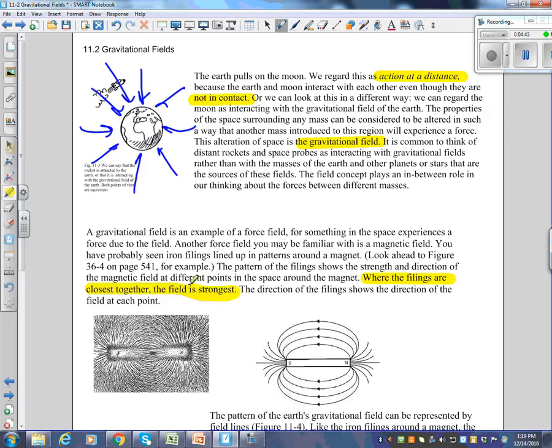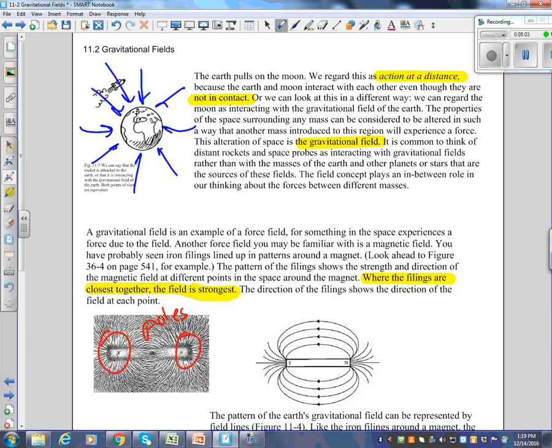Where the filings are closest together, the field is the strongest. And the direction of the filing shows the direction of the field at each point. Where are these filings closest together on this picture? These areas right here, which are known as the poles. The magnetic poles, right, Adam?